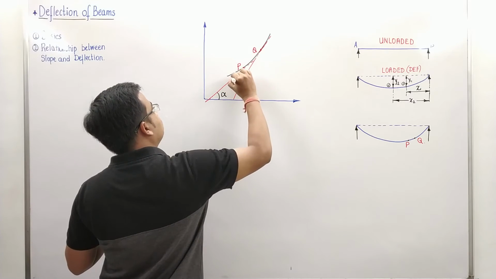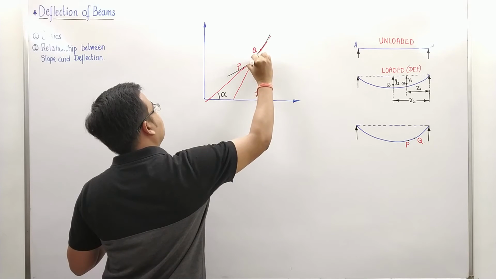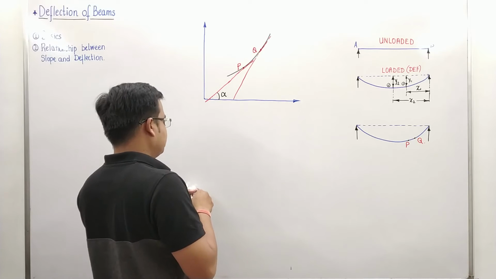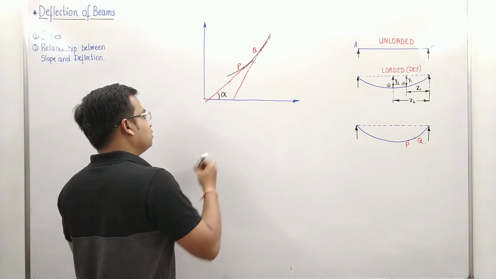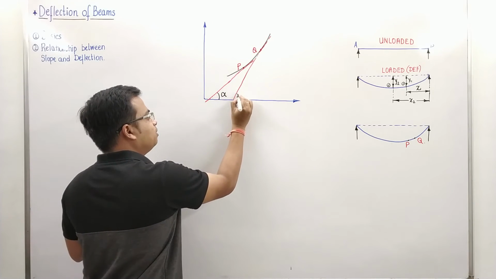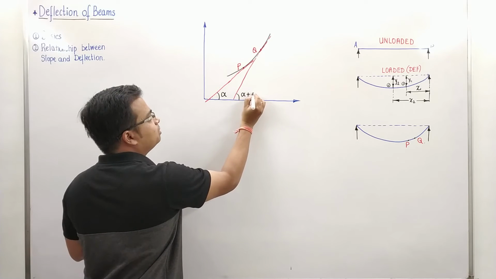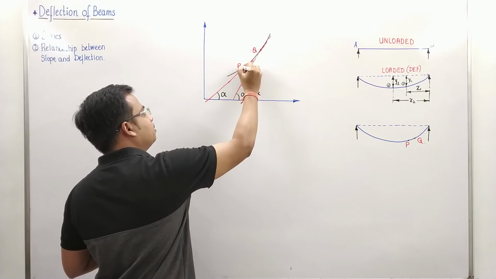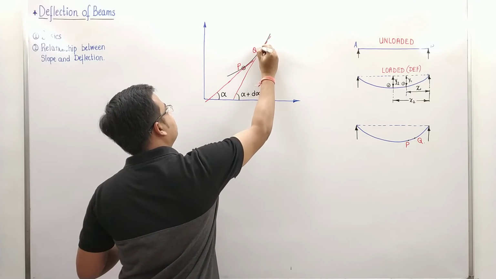Let us make solid lines. Anyway, if you just take a look, the angle at this very point will be slightly more, that is alpha plus d alpha. So just take a look at this point P. Let me circle this, and let me circle this Q also.